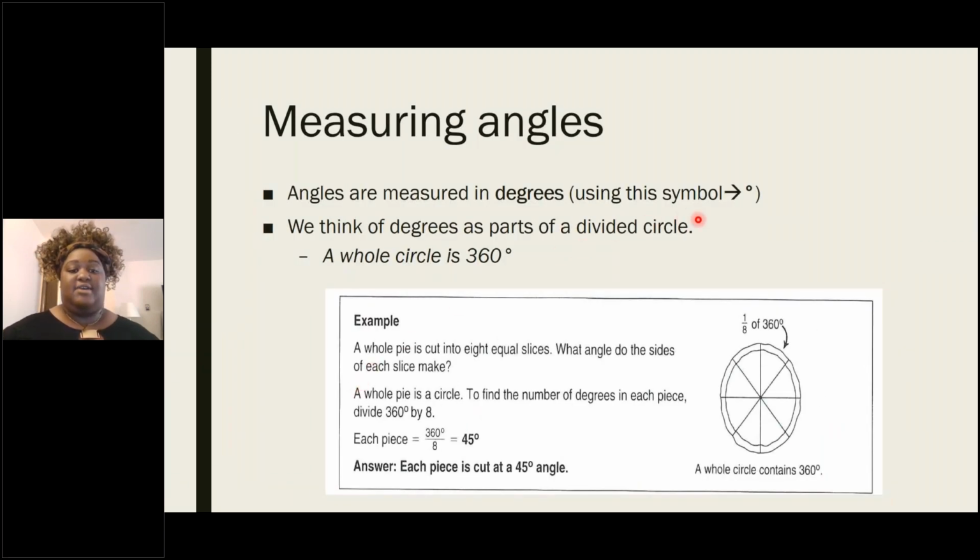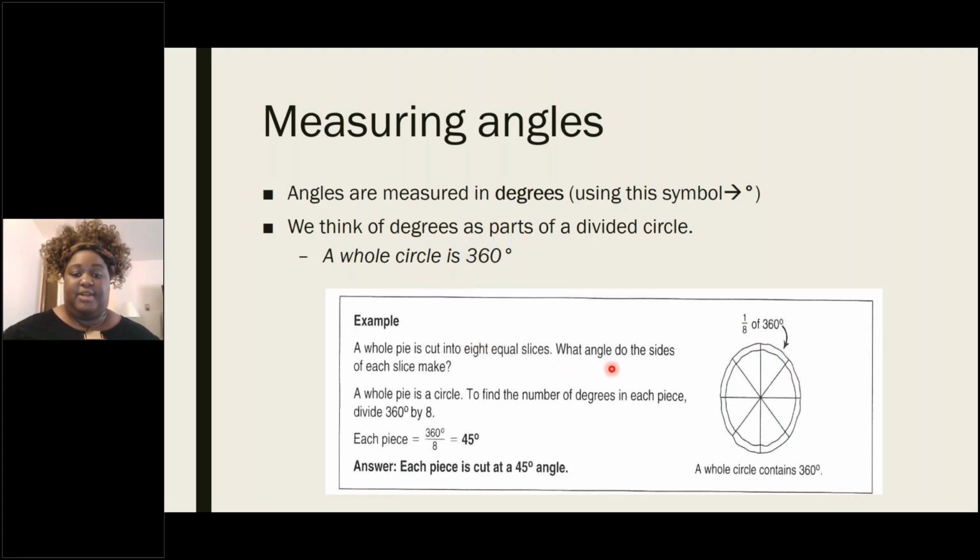So measuring angles. We measure angles using degrees, and we use the symbol. It's that degree symbol that you'll see a lot of times with temperature. But this is how we measure angles. And we think of these degrees as parts of a divided circle. A circle, in terms of degrees, the whole circle is 360 degrees.